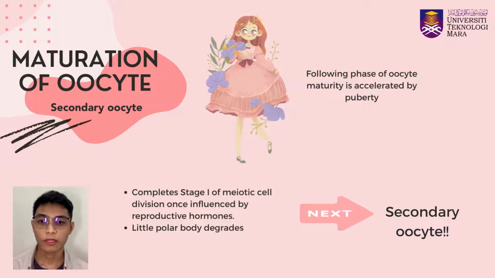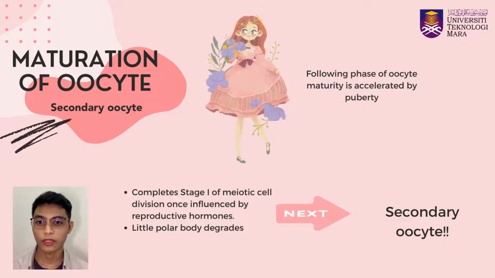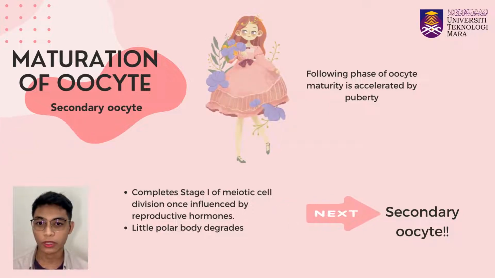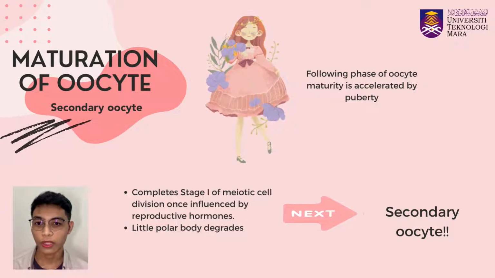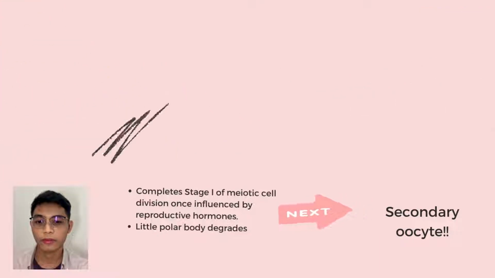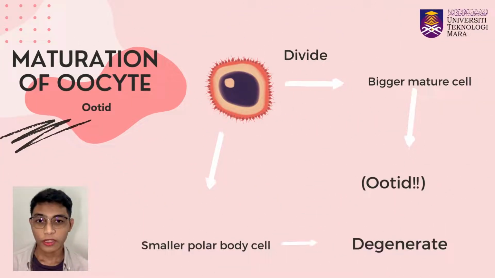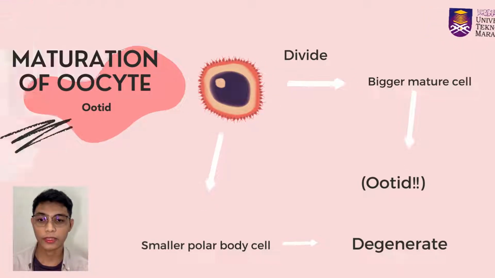A primary oocyte completes stage 1 of mitotic cell divisions once it is influenced by reproductive hormones. Eventually, the little polar body degrades. The subsequent stage of maturation starts with the secondary oocyte. Second stage of mitotic cell division starts within the oocyte. The secondary oocyte will eventually divide once more into two distinct cells, a smaller polar body cell and a bigger mature cell. An oocyte is a term for this more developed bigger cell. The smaller polar body cell will eventually degenerate as before. When the oocyte reaches the oocyte stage of development, ovulation takes place.